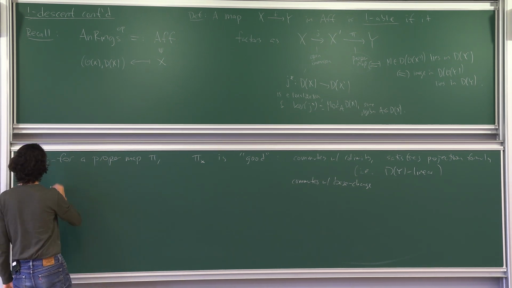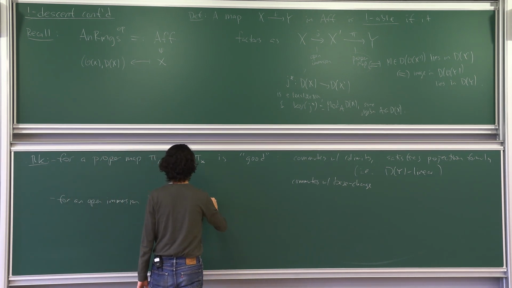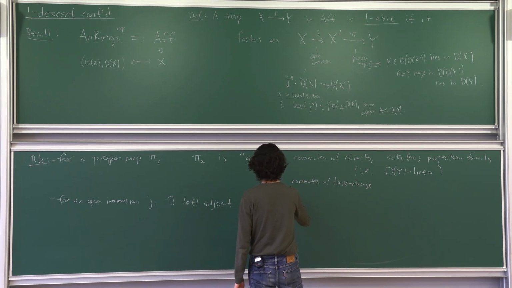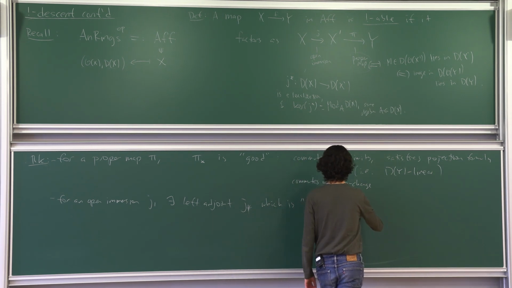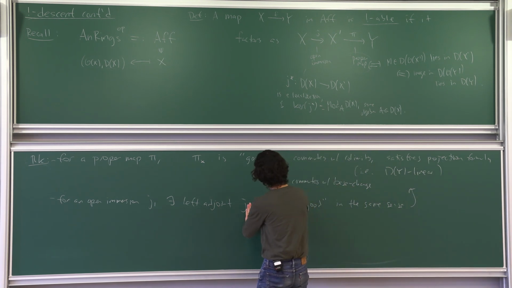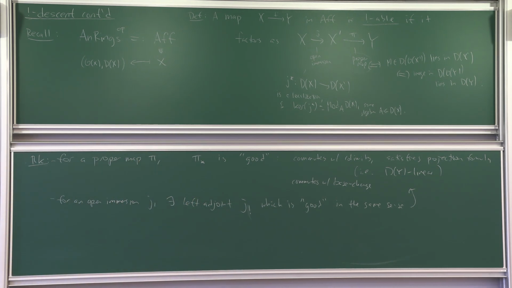And then for an open immersion J, there exists a left adjoint, J lower, whatever people use, which is good in the same sense. What's the notation for J? I've seen J lower sharp, J lower natural. It will be J lower shriek. There is the other thing, which is an adjoint of F upper star in duality theory. But it is lower shriek, analogous to the usual lower shriek.